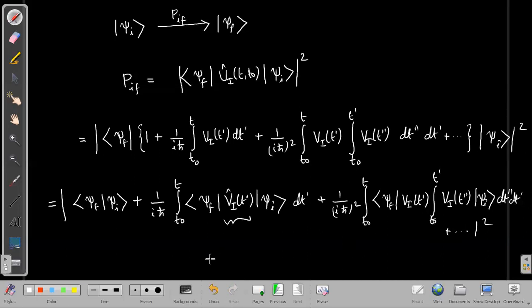I can change VI from the interaction picture to the Schrodinger picture. So this VI I can write as e raised to i H0 t by h cross, V in the Schrodinger picture at t', then e raised to minus i H0 t' by h cross. So I can replace the interaction term V from the interaction picture to the Schrodinger picture using this transformation.